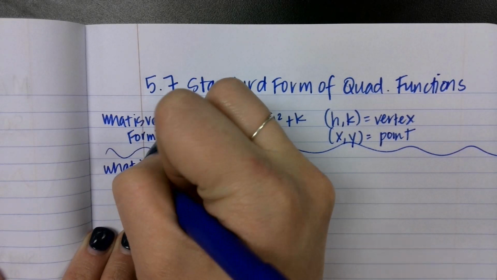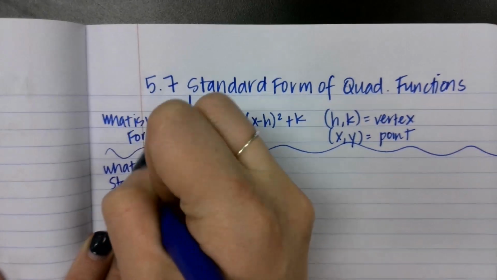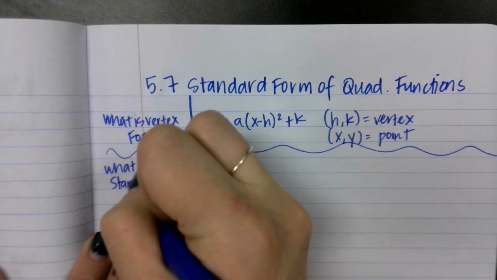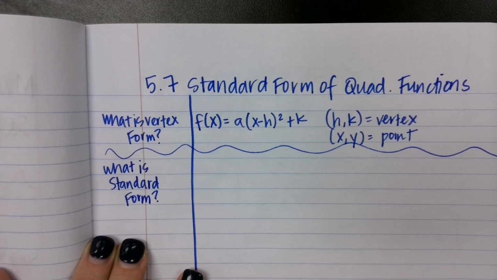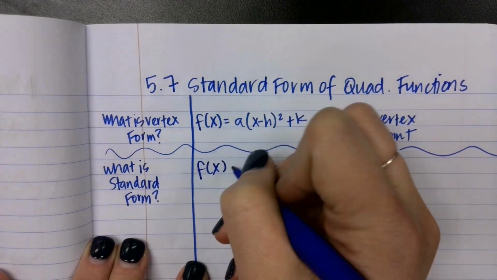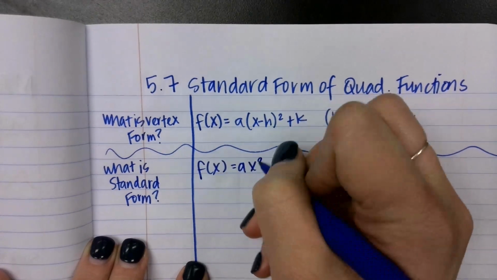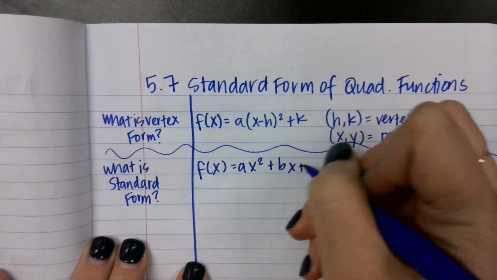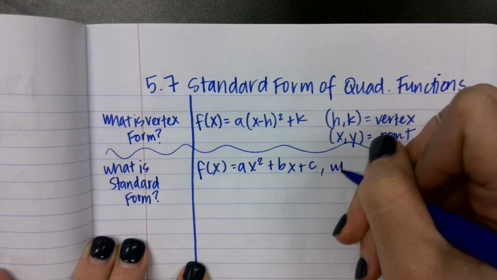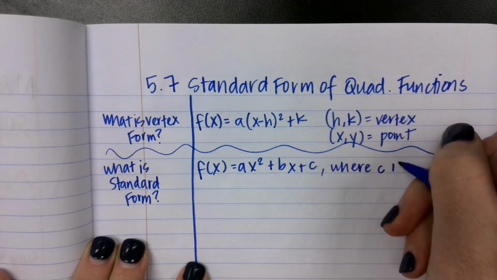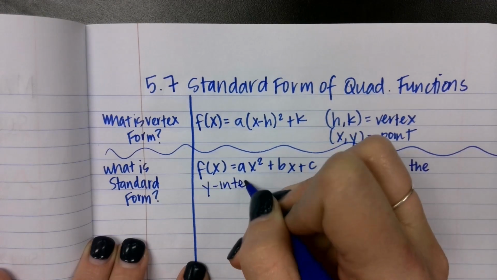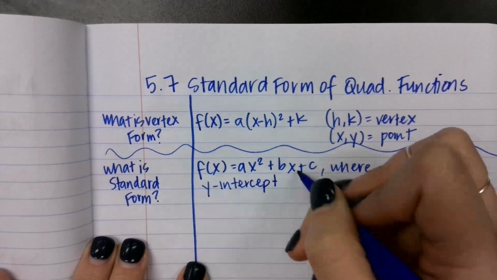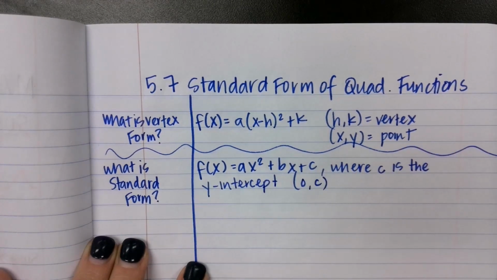What is standard form? What's nice about vertex form and standard form is these two equations you do not have to memorize. They're going to be on your reference materials. So f of x equals ax squared plus bx plus c, where c is the y-intercept, 0, c.